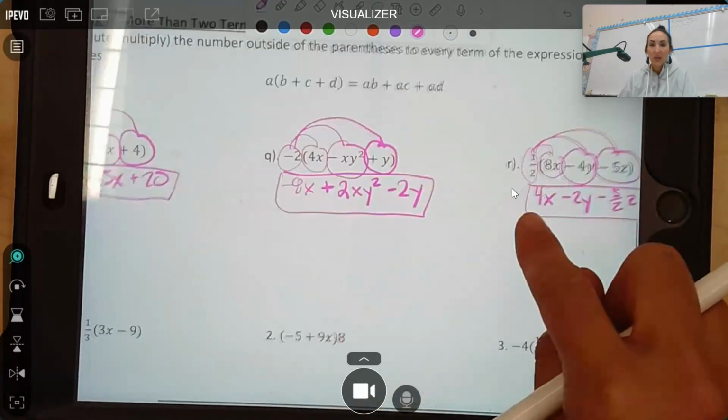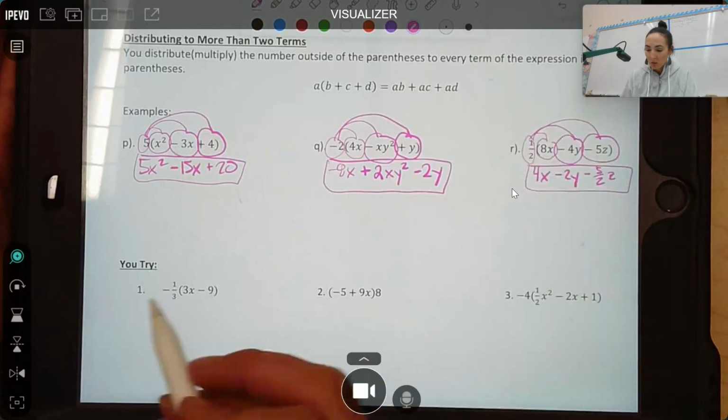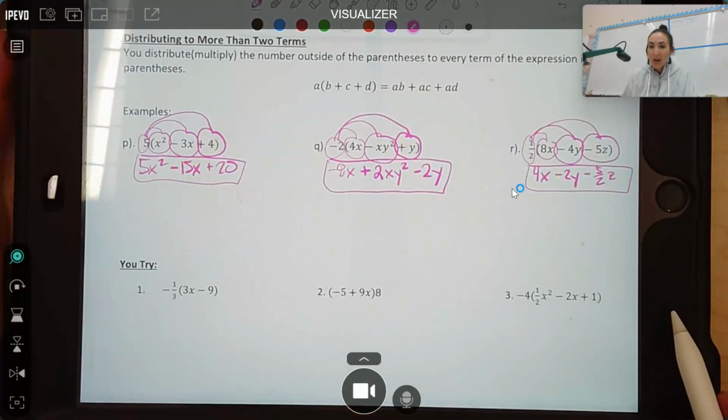Okay. So I want you guys to try these 3, and then we'll see what the answers are.